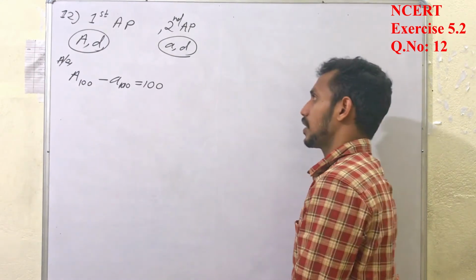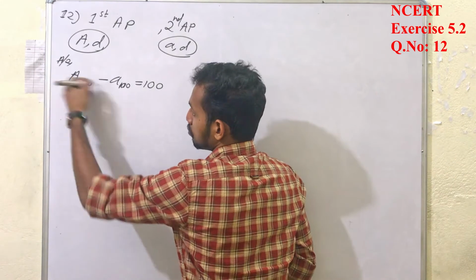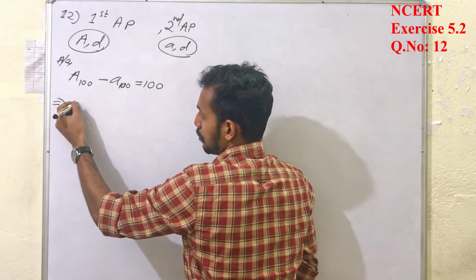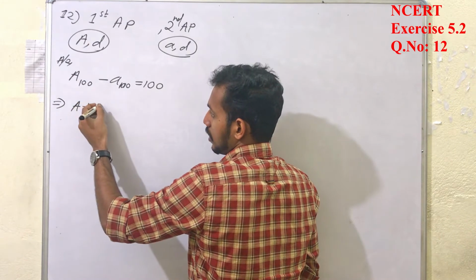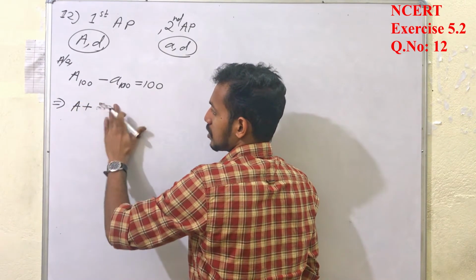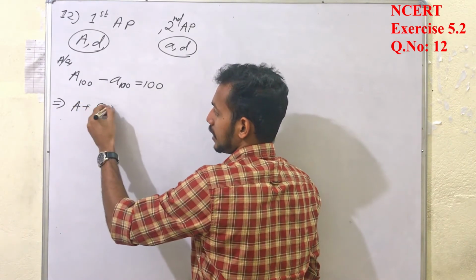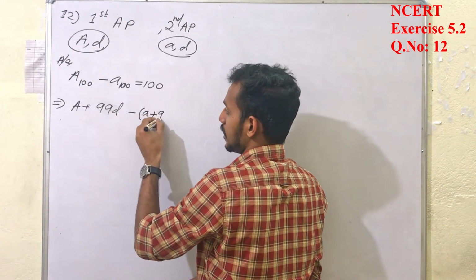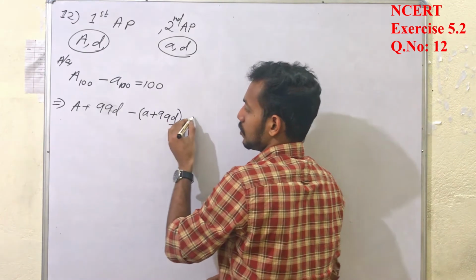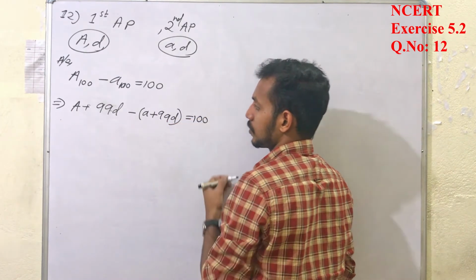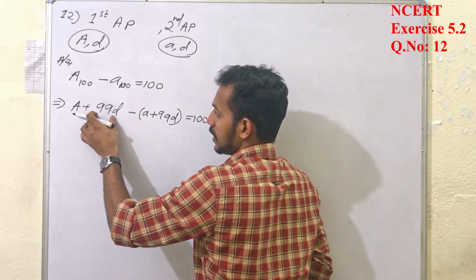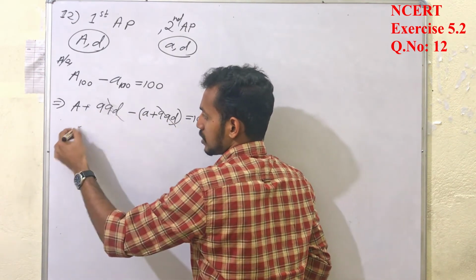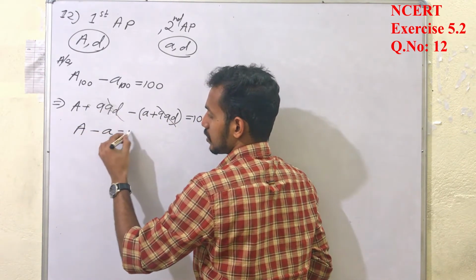How will it happen? So here we can write A plus (100 minus 1)D. That means the 100th term will be A plus 99D, minus A plus 99D, which is equal to 100. The plus 99D and minus 99D cancel, so A minus A is equal to 100. Just keep it.